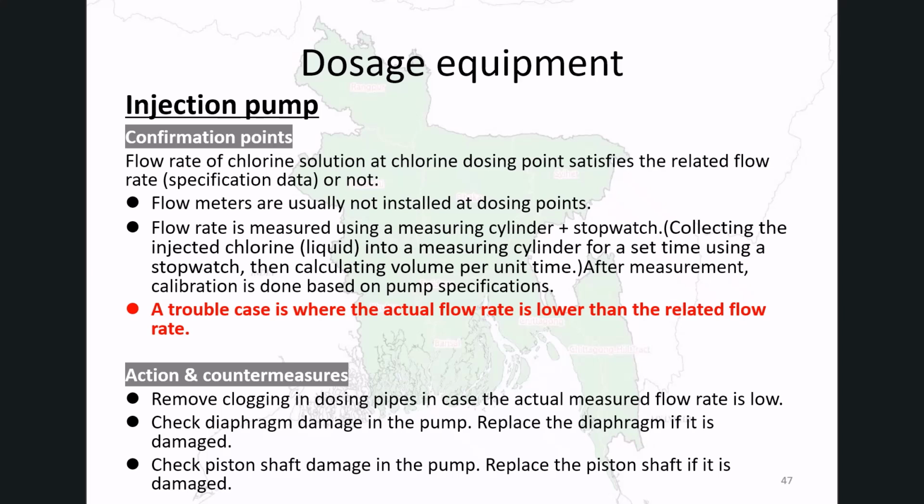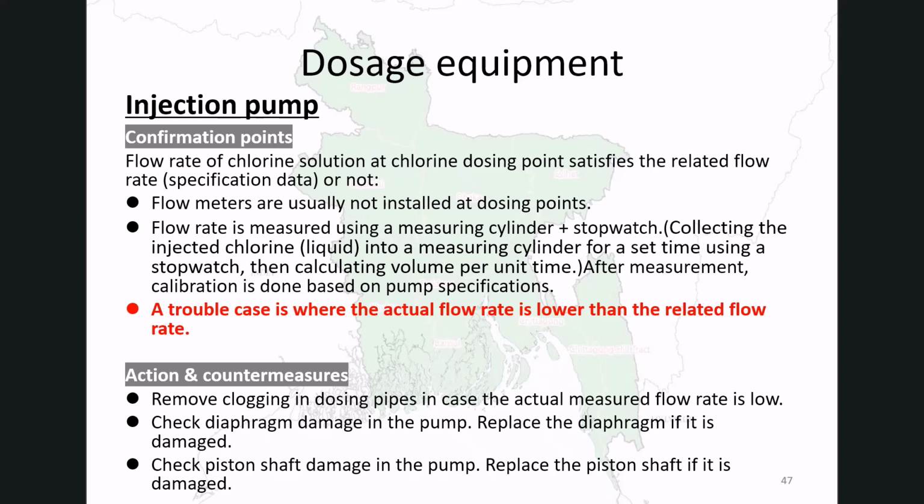Chlorine solution is collected for a specific time, and the flow rate is calculated from the volume and time. After measurement, the result must be compared with the pump specification. This comparison reveals whether the pump is delivering the correct amount of chlorine. A trouble case is especially where the actual flow rate is lower than the designed flow rate.